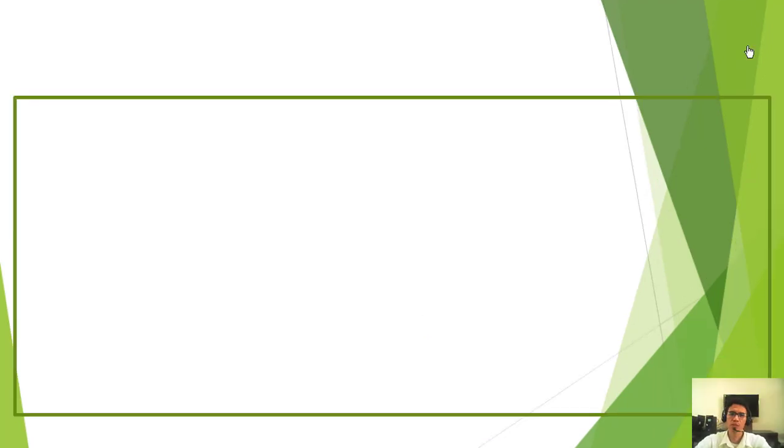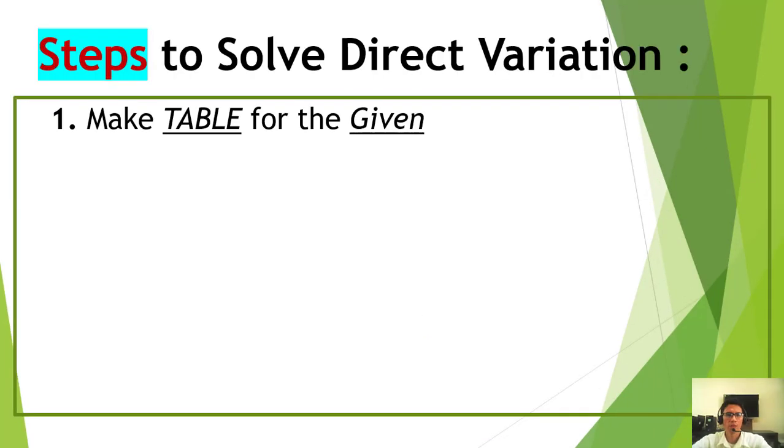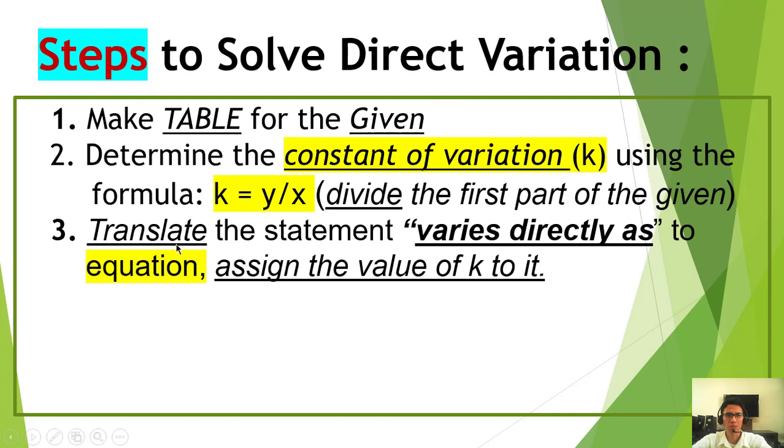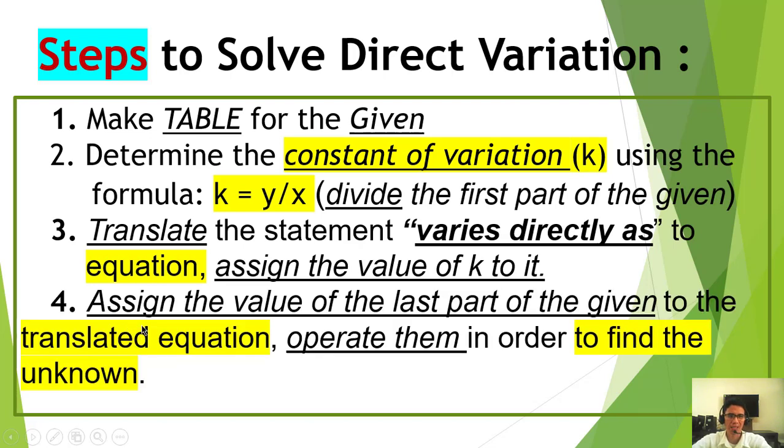There are steps to solve direct variation. The first step, make a table for the given. The second step, determine the constant of variation k using the formula k equals y over x, or just simply divide the first part of the given. The third step, translate the statement "varies directly as" to an equation and assign the value of k to that equation. Then the fourth step, assign the value of the last part of the given to the translated equation. We operate on them in order to find the unknown.